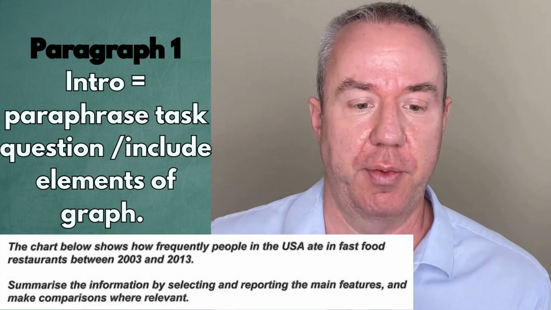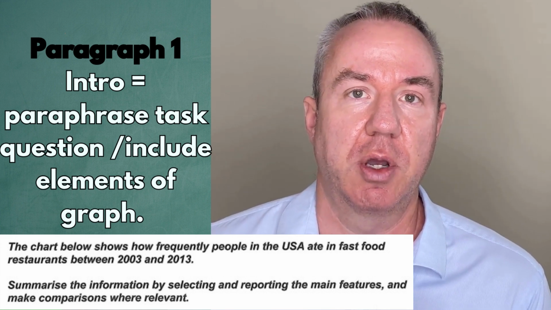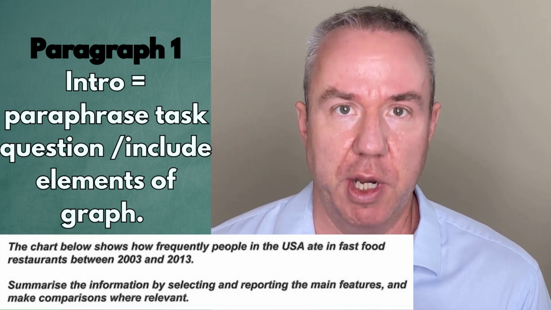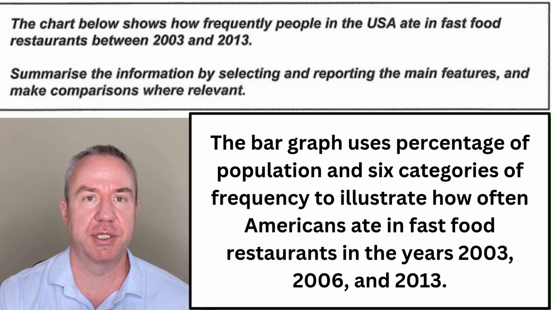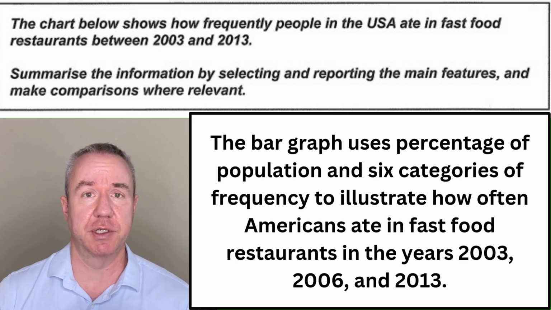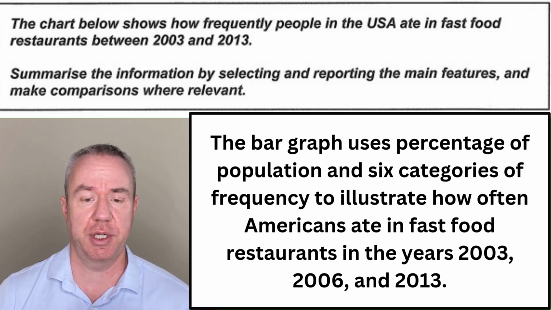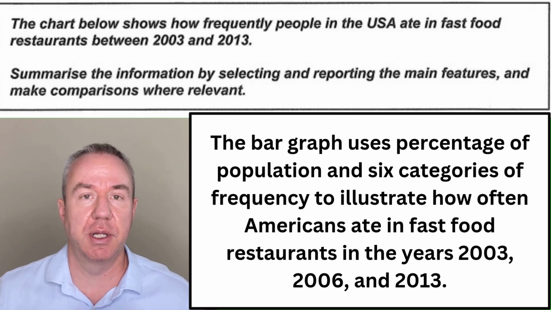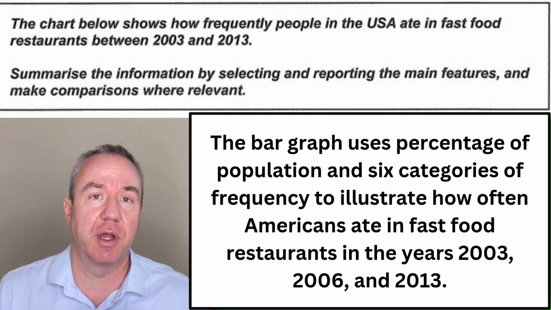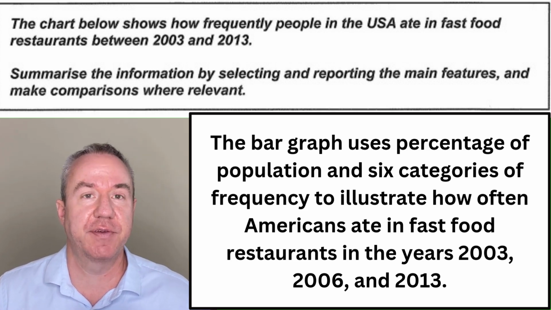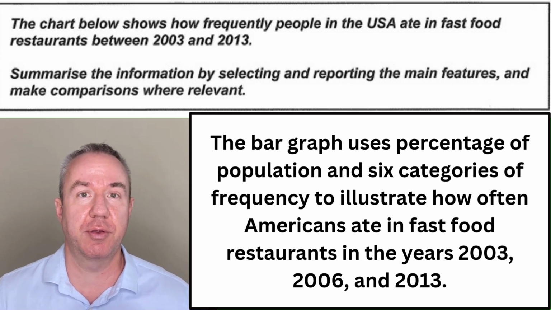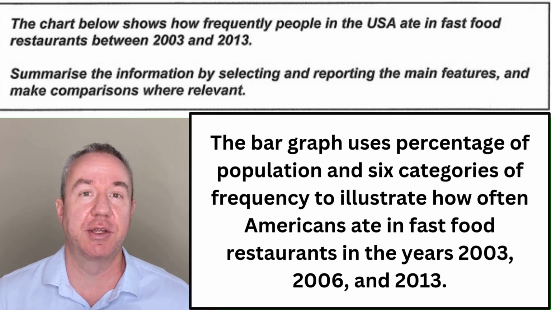I'm not going to read through that, but basically we're looking at the fast food consumption in America over a 3-year period. Introduction is as follows. The bar graph uses percentage of population and 6 categories of frequency, how often, to illustrate how often Americans ate in fast food restaurants in the years 2003, 2006, and 2013.